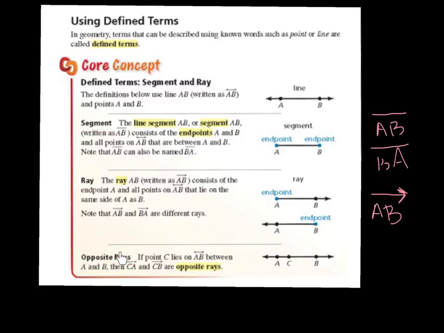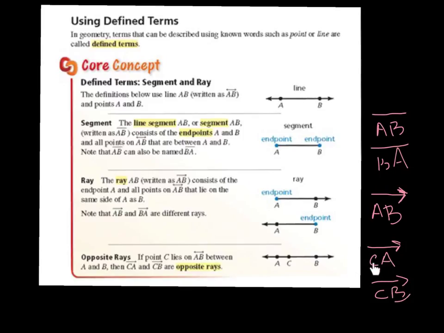Now opposite rays, if you think about it, you have an endpoint right here. C is your endpoint, and it goes on in this direction. Alright, so you have ray CA. If I were to write out ray CA, when you write it, it always goes to the right. So CA, and then ray CB, those right there would be opposite rays.